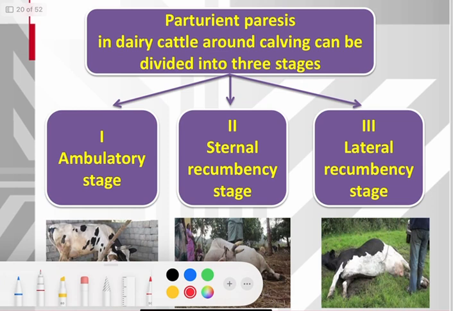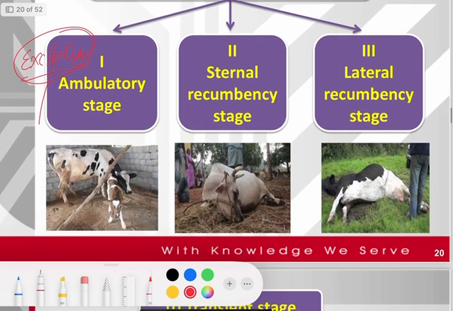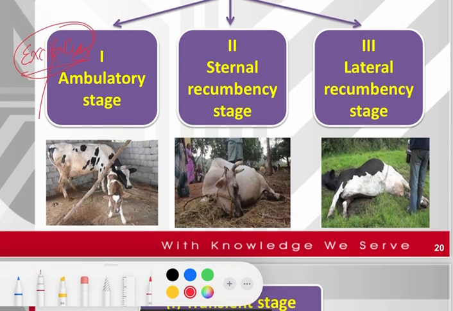Parturition paresis in dairy cattle around calving can be divided into three stages. First is the ambulatory stage, which means the animal is still standing. It is also called the stage of excitation. Second stage is sternal recumbency or lateral kink. As you can see in this picture, this is the ambulatory stage. This is the stage of sternal recumbency, also called lateral kink. And this is the last stage, which is also called the lateral recumbency stage.